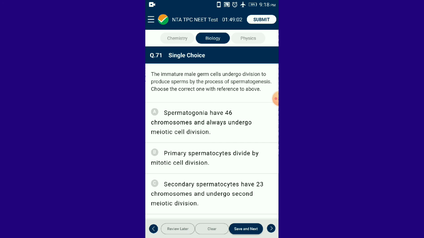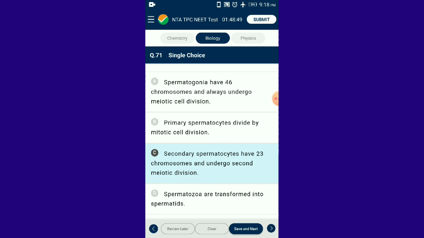The secondary spermatocytes undergo the second meiotic division to produce four equal haploid spermatids. The number of chromosomes in each spermatid is 23. So the answer is option C. Secondary spermatocytes have 23 chromosomes and undergo the second meiotic division.